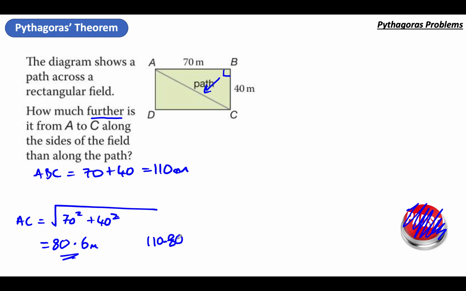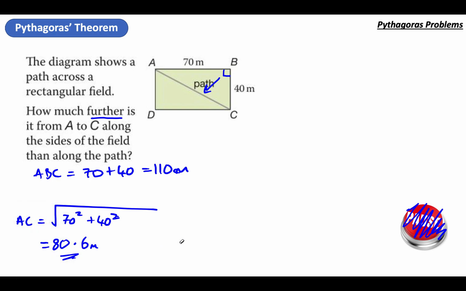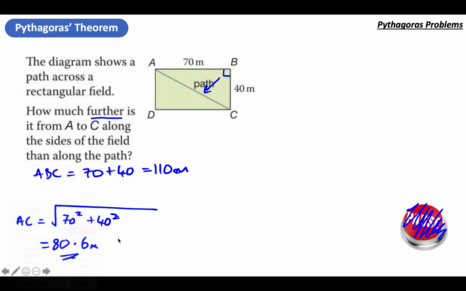So 110. Should we just write that again a bit neater? Not like I don't care, because I do care. And let's also change pen color. So 110 take away 80.6 equals 29.4 meters. And that would be just a tiny bit different if you did two decimal places. That's the difference between the two.